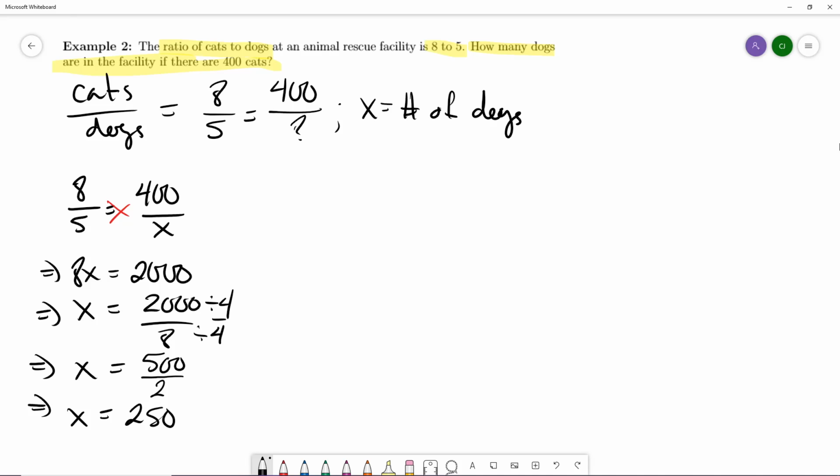What does that tell us? There are 250 dogs in the facility.